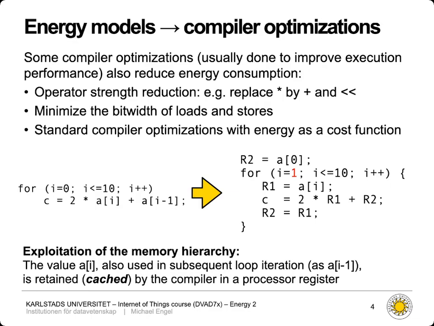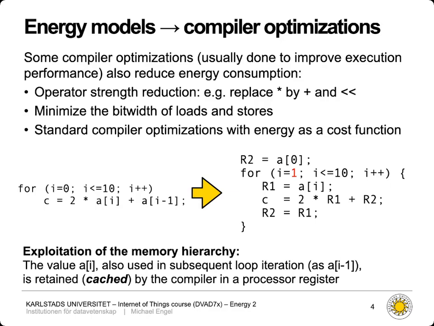So one good example is the reduction of operator strength. This means we have an operator which is usually very expensive to execute, for example, a multiplication, and we can replace a multiplication by a shift operation and an add. For example, we can replace a multiplication by 4 of an integer variable by just shifting the value of the integer variable by 2 places to the left.